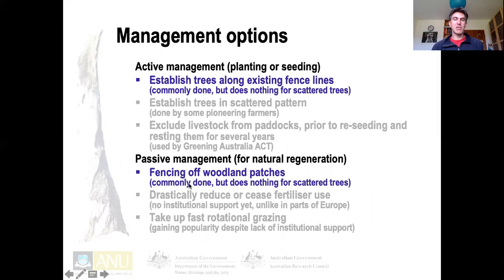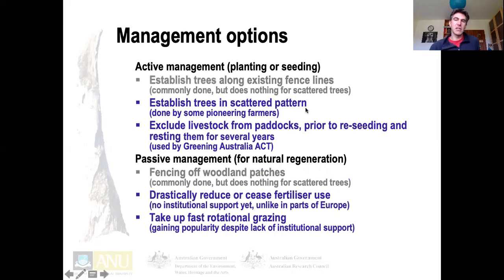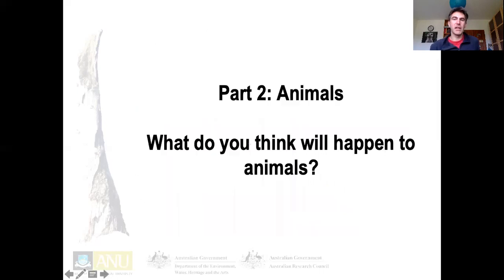Alternatively, for passive management, something has already been done too, and that is this fencing off woodland patches, so excluding the livestock. That's also commonly done, but again, doesn't really do anything for scattered trees. For scattered trees, there are also options. They would be to establish the trees in a scattered pattern. You could exclude livestock from some paddocks altogether for a few years, put seeds in there, rest them for a few years, and then when the seedlings are high enough, put livestock back in. That's also used in some parts. You could reduce fertilizer use to improve the natural regeneration. And you could, of course, use this rotational grazing that we've talked about on the previous slides.